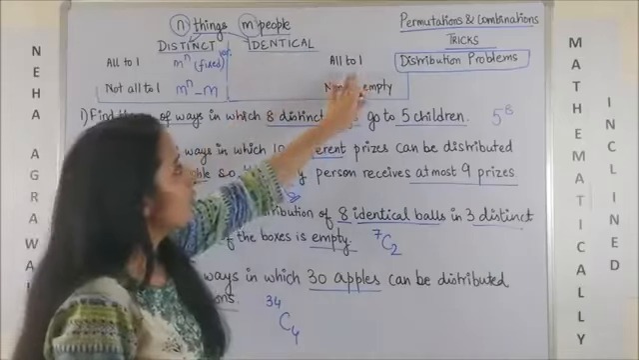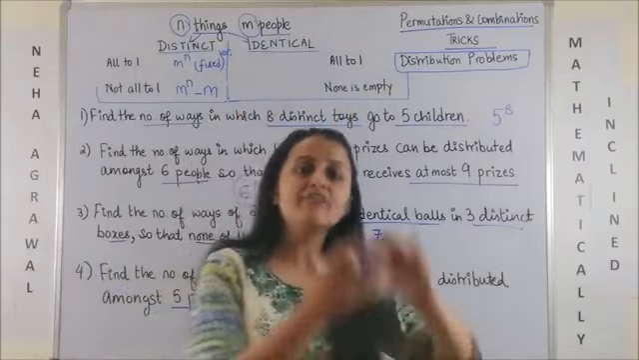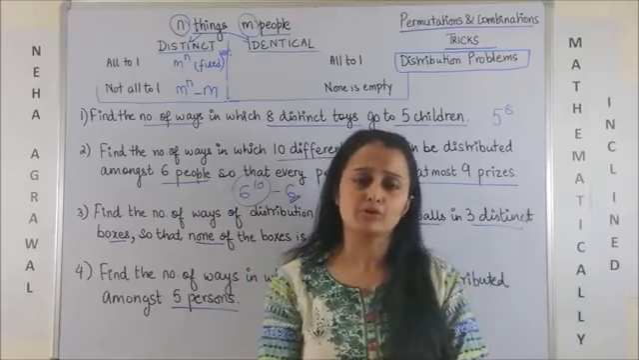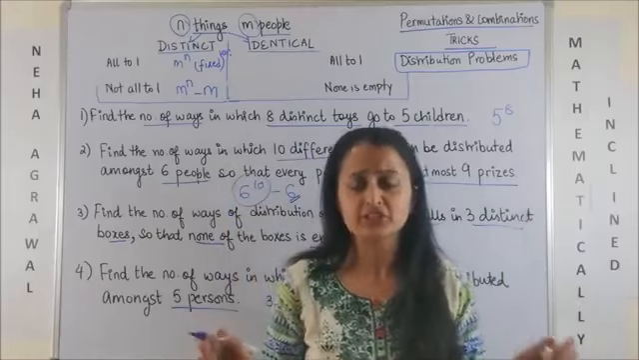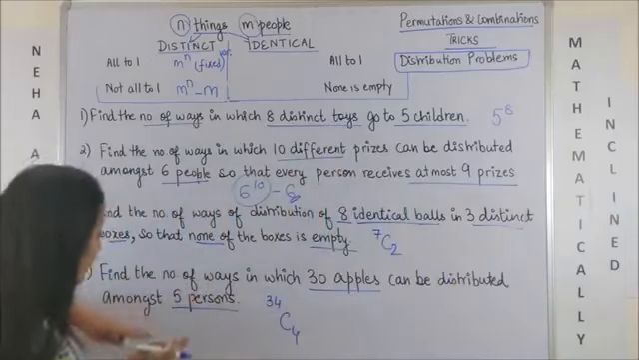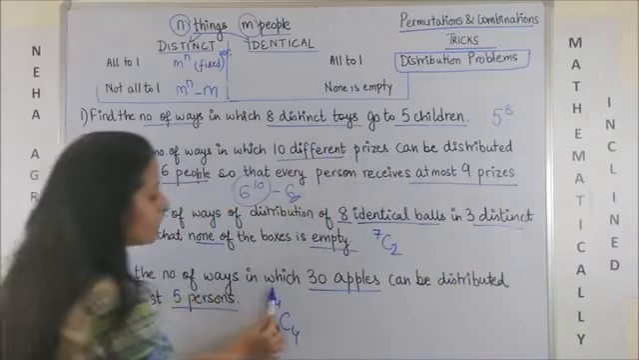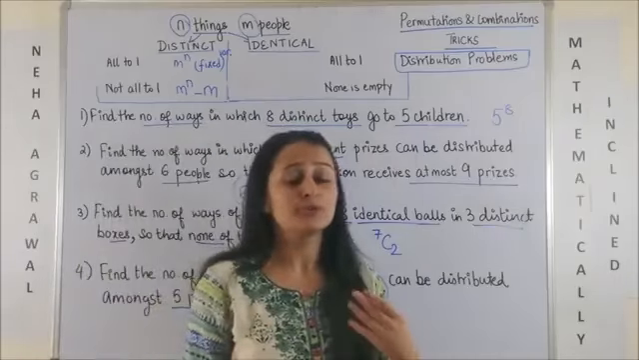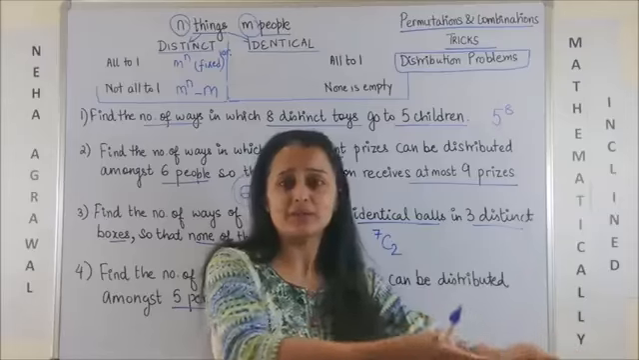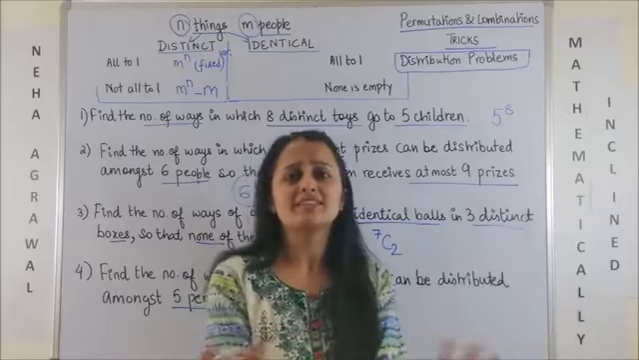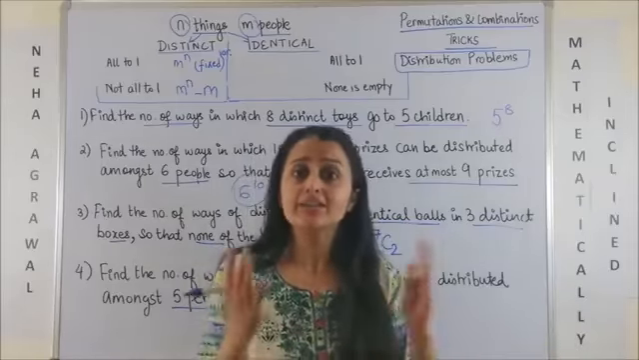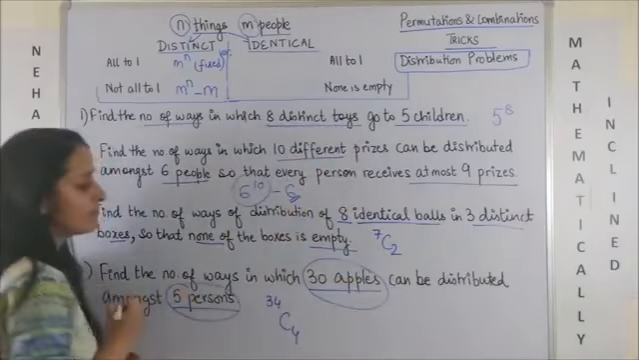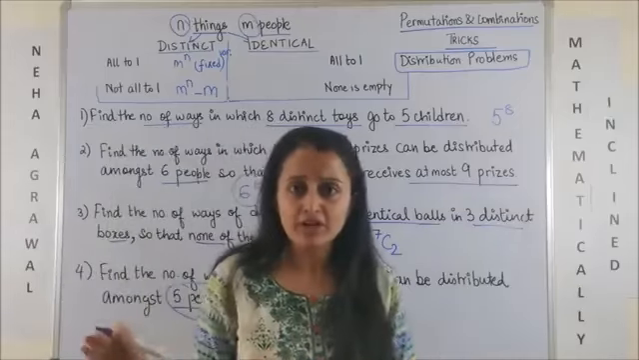Moving further, all to one means I have identical things, but then it can all go to the same box also, since there is no condition. By this I mean, look at the 4th question. It says, find the number of ways in which 30 apples, now given 30 apples, you cannot really make out which one is which. So they are more or less taken to be an identical object until specified, can be distributed amongst 5 persons. In short, there is no condition.